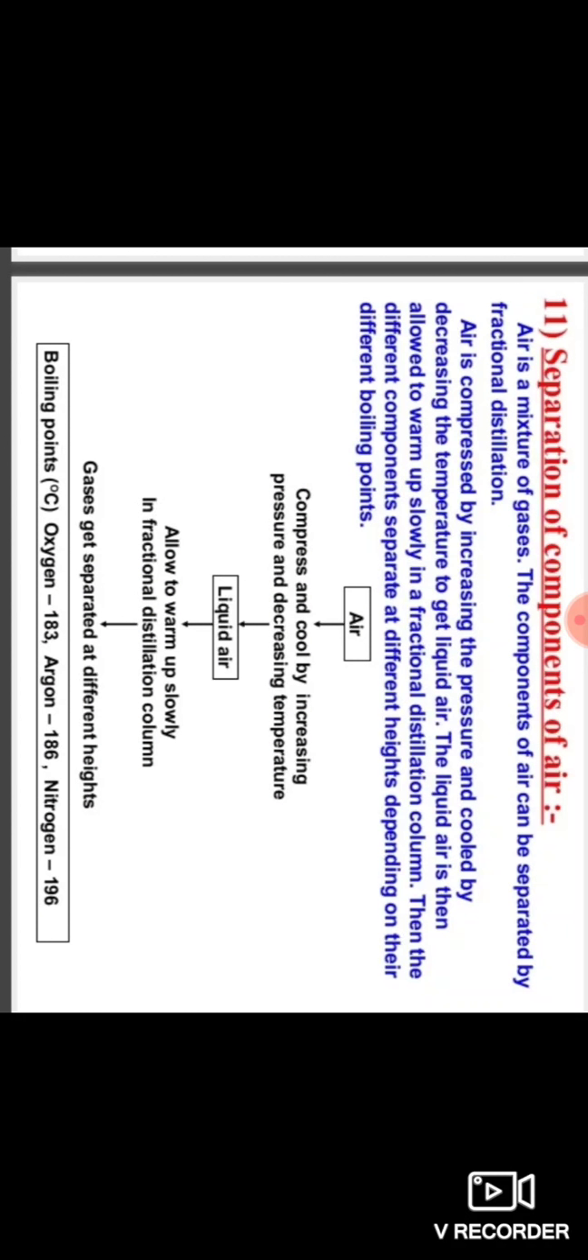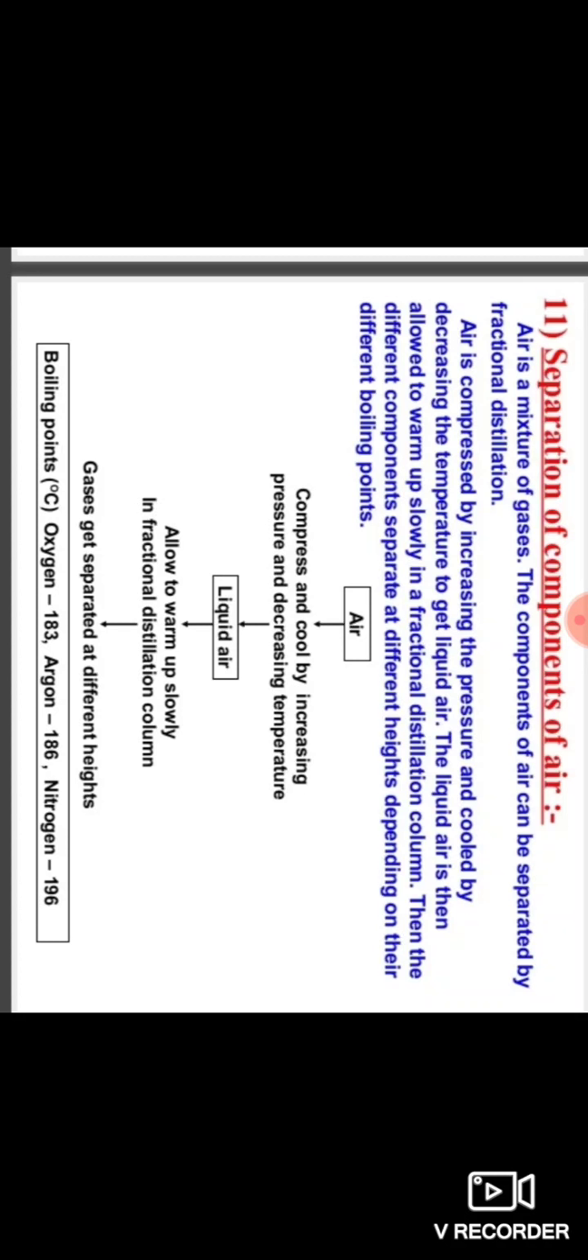And then separation of components of air. You know that air is a mixture of gases. The components of air can be separated by fractional distillation. Observe this diagram.